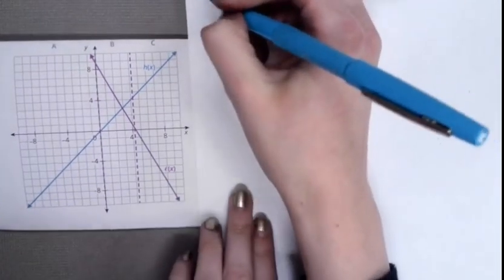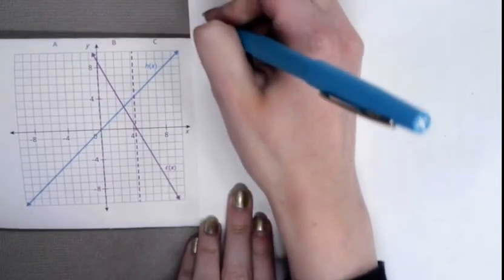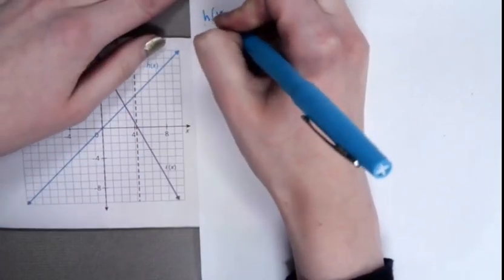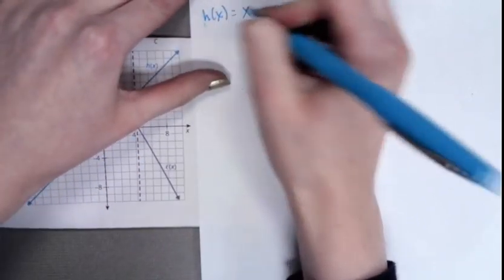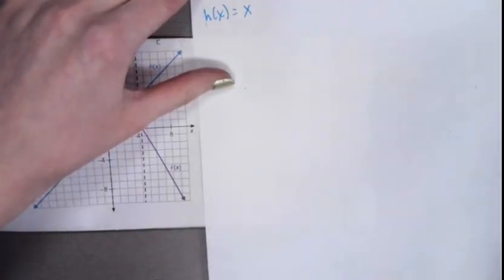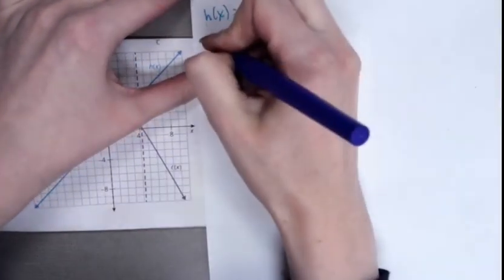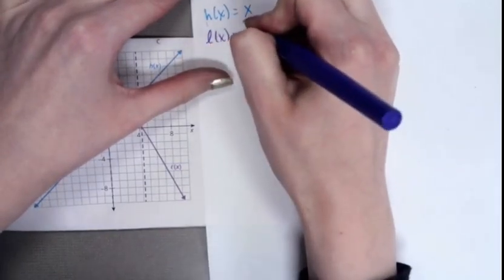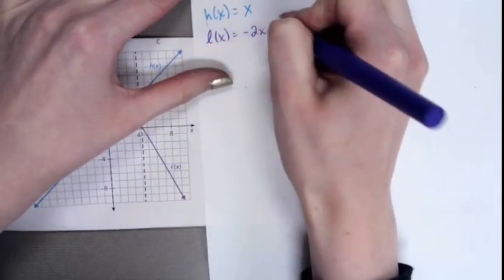Information that is given to us in the problem is that the equation for the blue graph is h of x equals x, and the equation for the purple graph is L of x equals negative 2x plus 8.5.